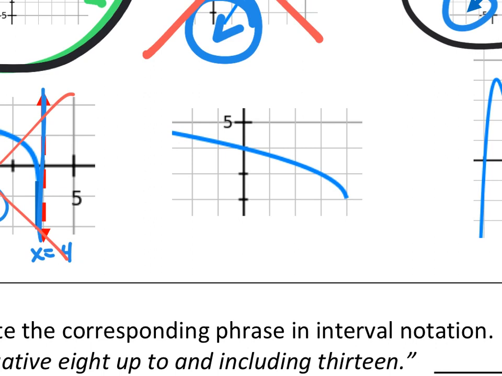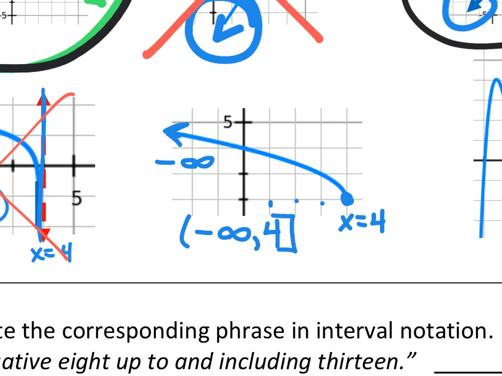In this graph, the domain again starts at negative infinity on the left. On the right, this point is included in the graph, and that's 1, 2, 3, 4. That point is x equals 4, and so the domain is negative infinity to 4, including 4, and so this graph is also one of our answers.